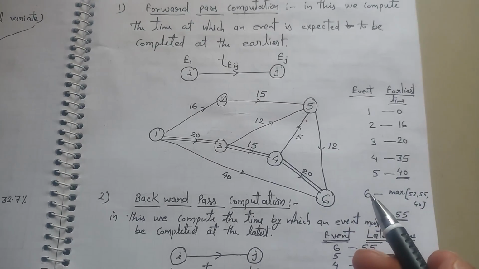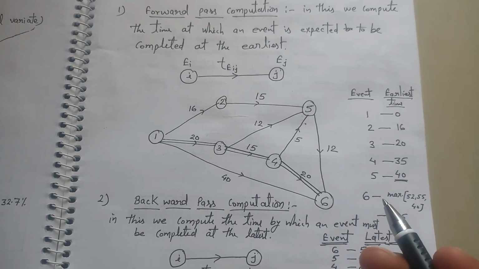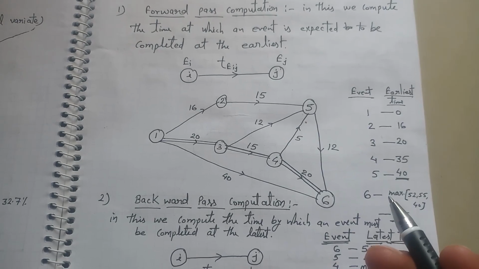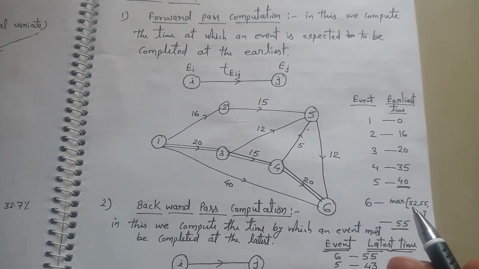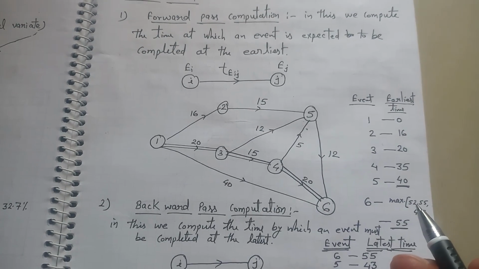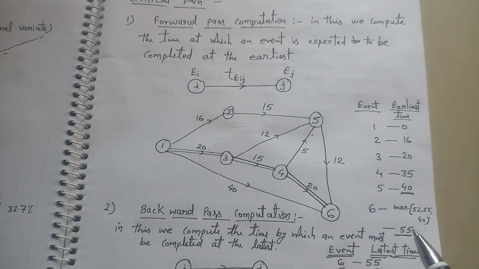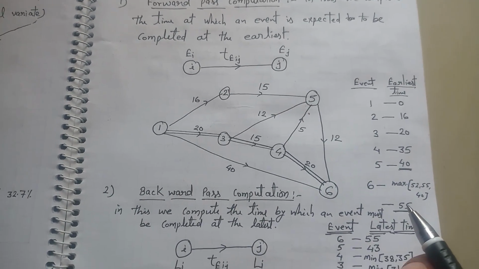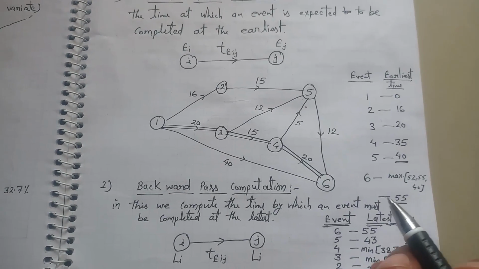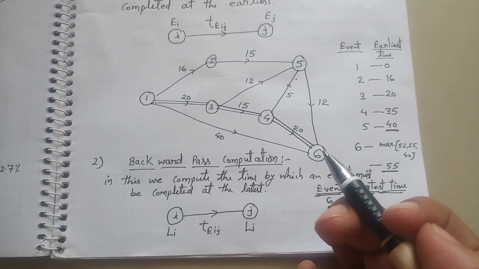Likewise for event 6 we check the different paths, and the path with the maximum time is selected. We have different paths which take 52 weeks, 55 weeks, 40 weeks. So we have to select the path which takes maximum time, which is 55. Now in backward pass computation we will start next.